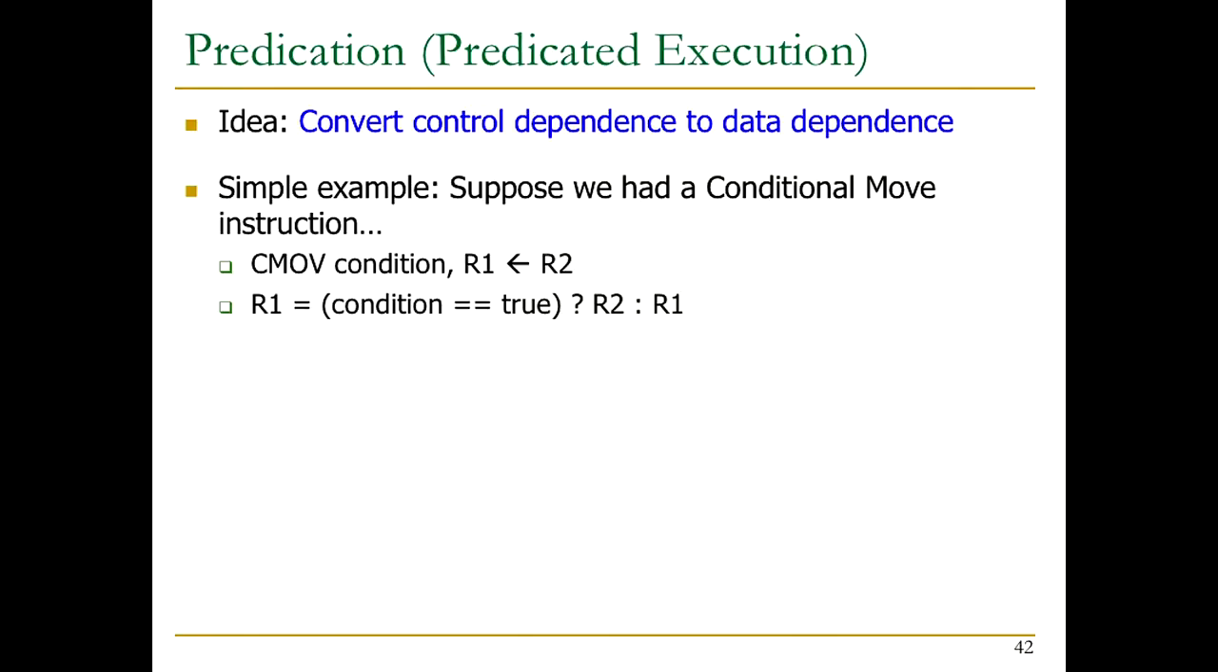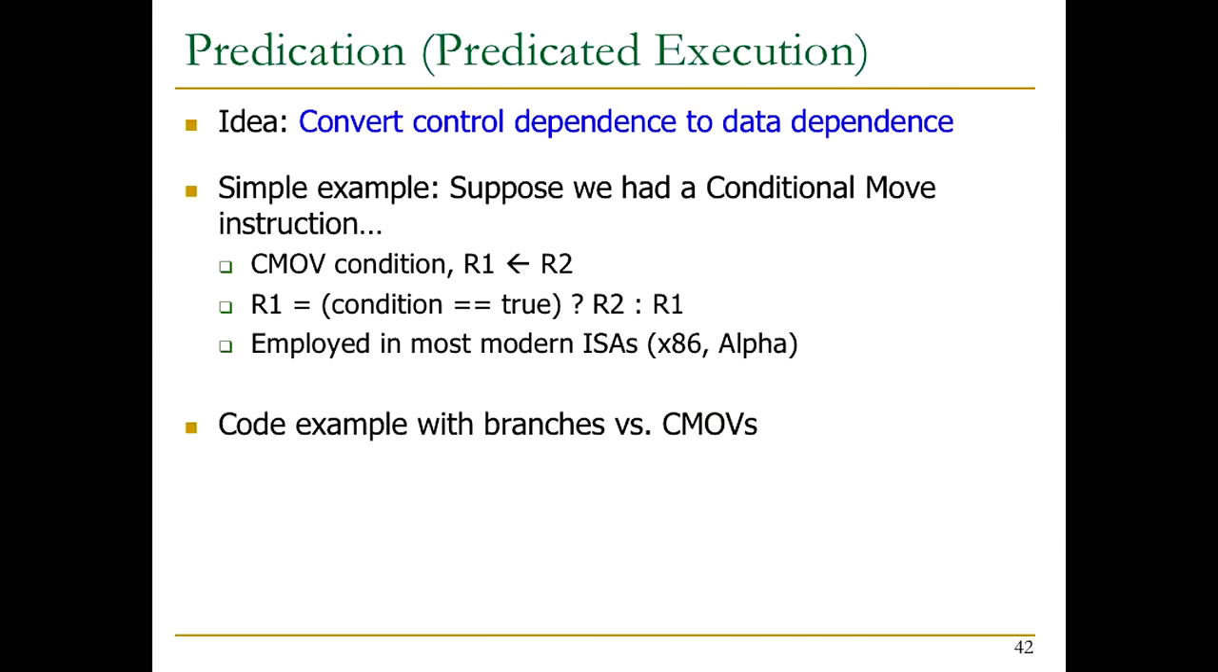So you probably know this construct also in C, right? In C, you can express this as, if the condition is true, R1 gets the value of R2. Otherwise, R1 gets the value of R1, which means that it doesn't change its value. Right? That's the semantics of the instruction. This is employed in most modern ISAs, x86, Alpha, ARM, dot, dot, dot. And let me give you a code example with branches versus conditional moves.